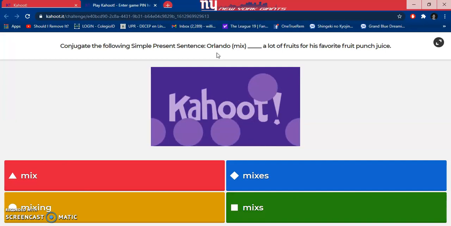And when it's third person singular, cuando es tercera persona singular, el verbo, the verb that we see here, lo convertimos en plural. We change the verb to plural because this is third person singular. Since it ends with an X, como termina con una X, we add ES for the plural. Añadimos ES al plural porque termina con X y es tercera persona singular. So the correct answer is mixes.